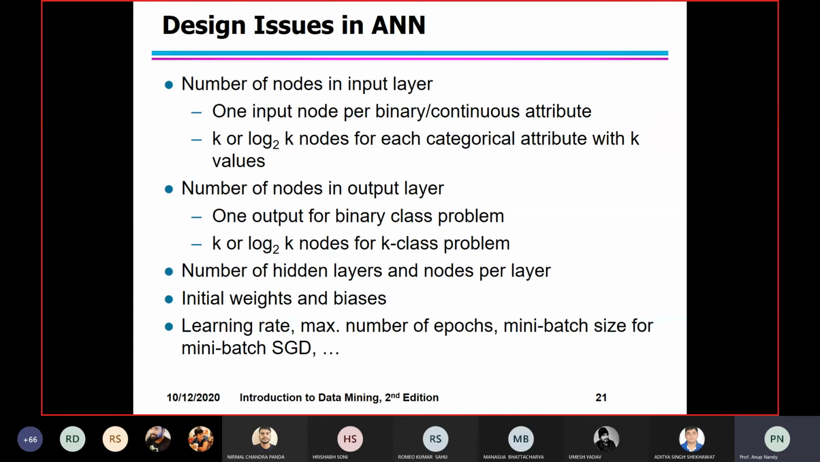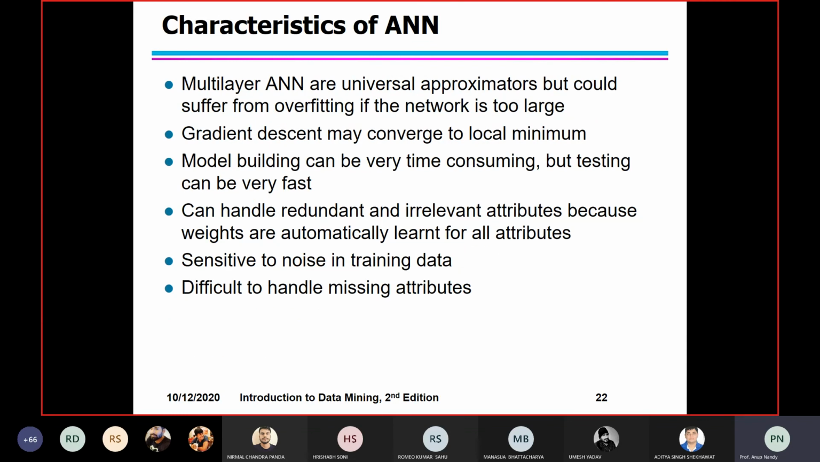Now these are the design issues. The number of nodes in the input layer is one input node per binary or continuous attribute, or k nodes for each categorical attribute. And the number of nodes in the output layer is one output for a binary class problem, and k nodes for a k-class problem. Then the number of hidden layers and nodes per layer, and initial weights and bias that you have to choose randomly. You also have to choose the learning rate and the number of epochs accordingly.